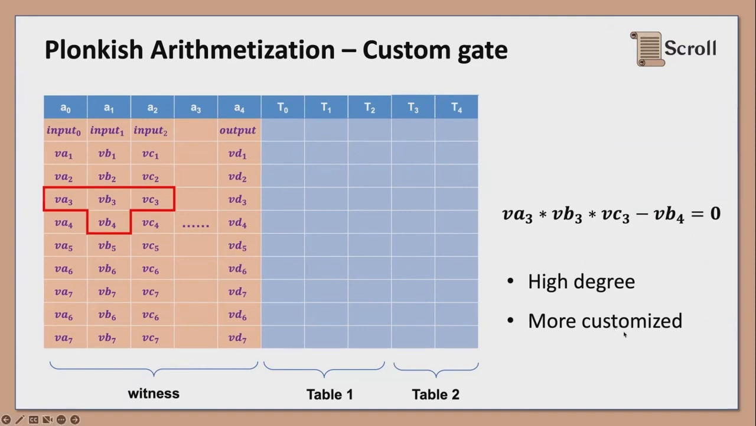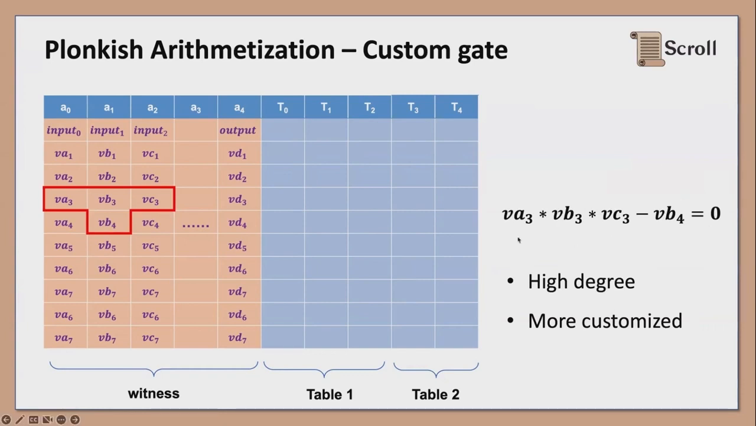It's also more customized because, for example, if your program uses some pattern frequently, you can abstract this pattern and represent it using a custom gate, and you can get something more customized for your program. It's not only limited to this linear combination form.